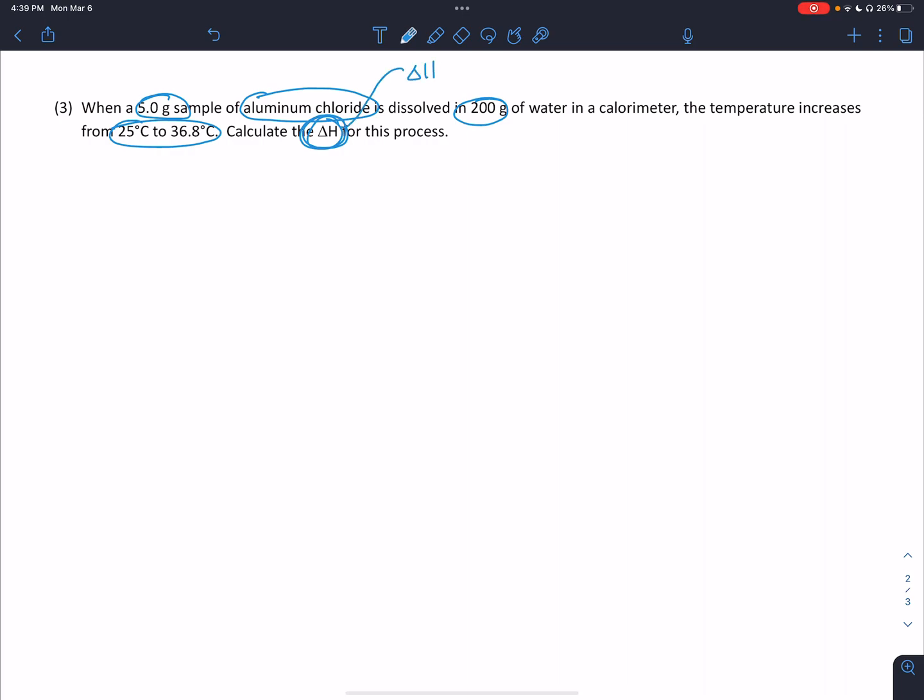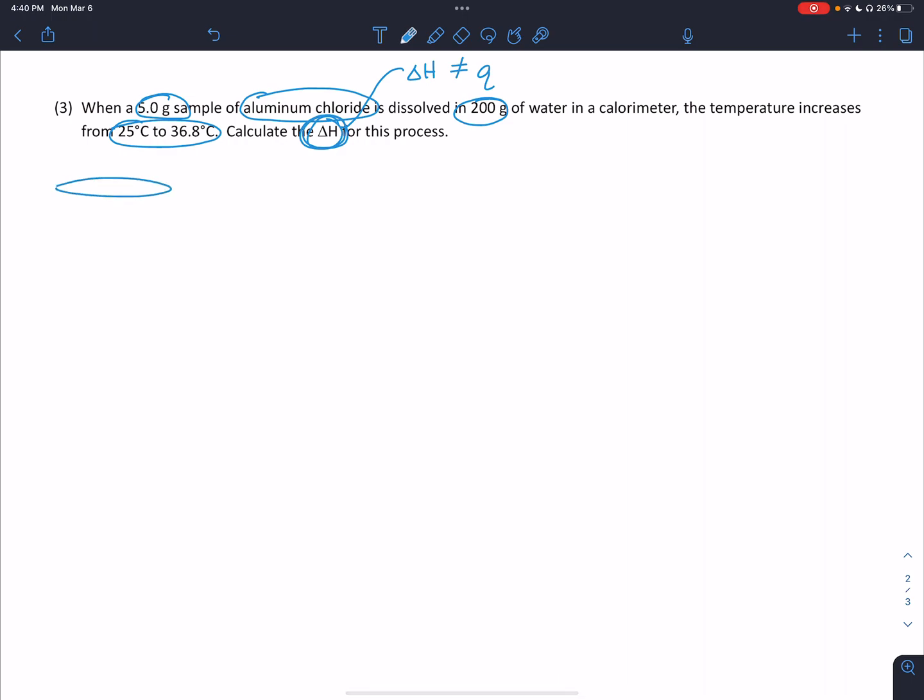Now delta H is not the same thing as Q. They are related, but Q looks at the amount of energy flowing for a specific amount of reactant or the specific mass of a substance. Delta H wants you to scale that up to the amount of energy that would flow if you had an entire mole's worth of that substance. So we're going to have to do an extra step. We will need to find Q first, though. That is going to be our first job.